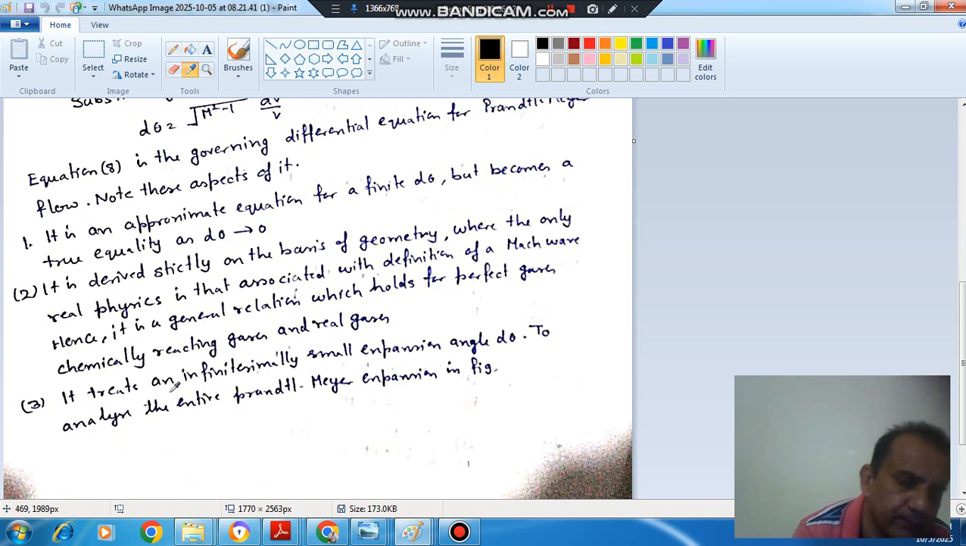Now the third main aspect is that it treats an infinitesimally small expansion angle d theta to analyze the entire Prandtl Meyer expansion integral. So d theta is a very very small angle. So these are the basic assumptions of this equation. Now we'll find the result from this equation.